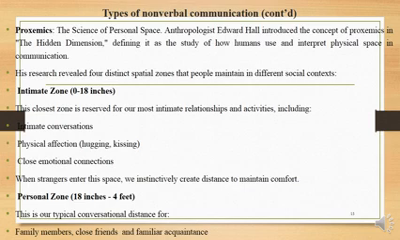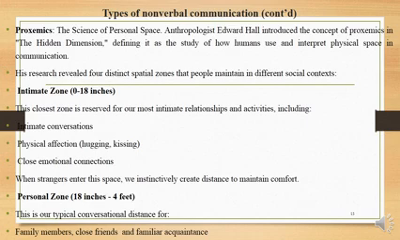Proxemics: the science of personal space. Anthropologist Edward Hall introduced the concept of proxemics in his book The Hidden Dimension, defining it as the study of how humans use and interpret physical space in communication. The research revealed four distinct spatial zones that people maintain in different social contexts.